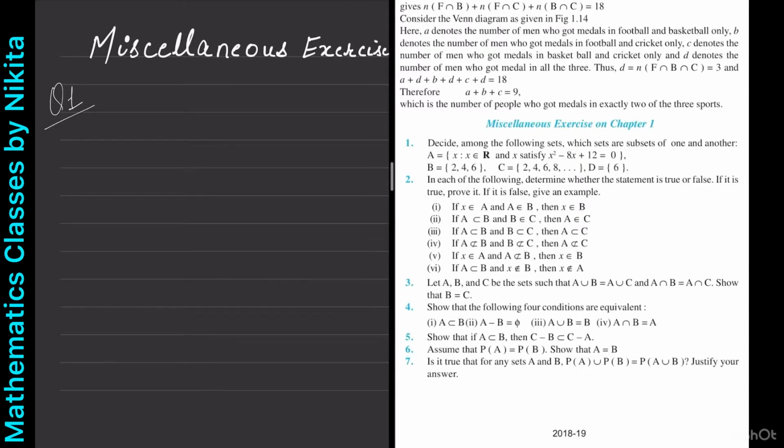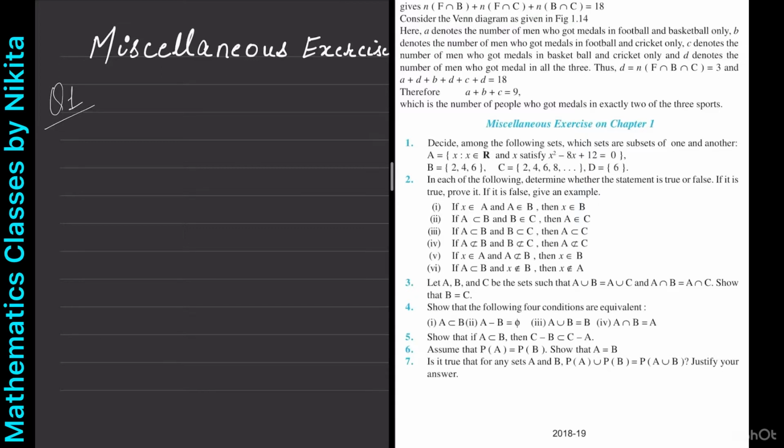So the first question is, decide among the following sets which sets are subsets of one and another. It is given that A is equal to {x such that x belongs to R and x satisfies x square minus 8x plus 12 equal to 0}, B is equal to {2, 4, 6}, and C is equal to {2, 4, 6, 8 and so on}. So it's an infinite set, and D is equal to the singleton {6}.